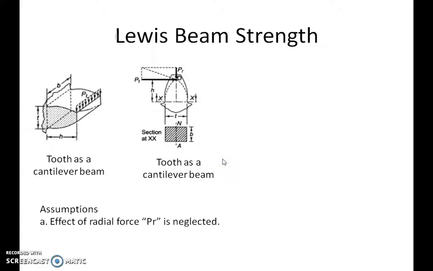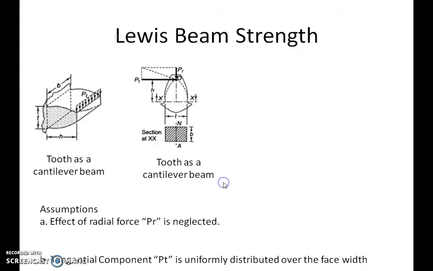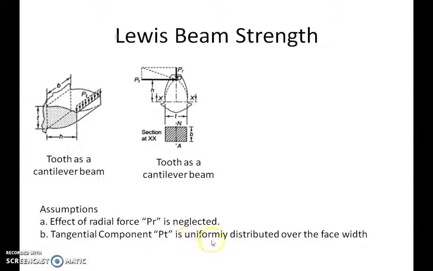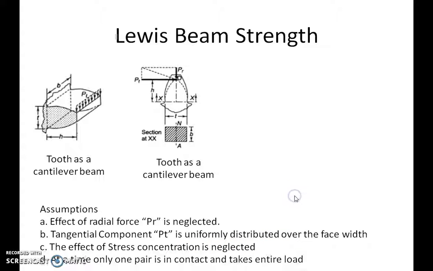A few assumptions are required in Lewis's beam strength equation. The assumptions mentioned are: the effect of radial force Pr is neglected. The tangential component Pt is uniformly distributed over the face width. Here in this sketch we can see that the tangential force is uniformly distributed over the entire face width. Next, the effect of stress concentration is neglected. And importantly, at a time only one pair is in contact and takes the entire load.